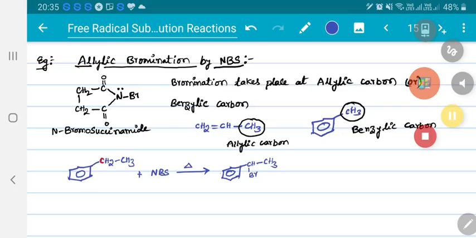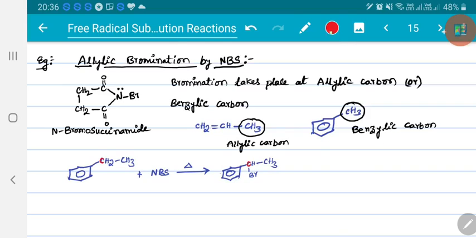Let me continue with this. So we are discussing allylic bromination with N-bromosuccinimide. When you use N-bromosuccinimide, allylic or benzylic bromination occurs. So this is the benzylic carbon, and over the benzylic carbon you will get bromine through a free radical. We will see the mechanism later.